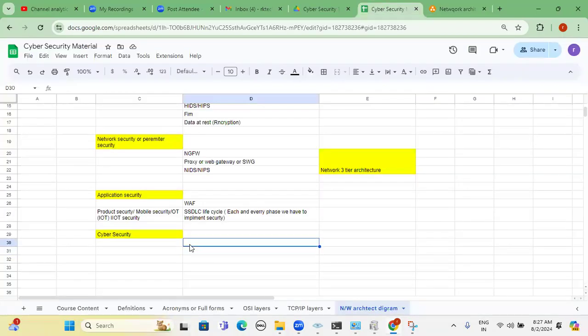For that, we use one tool, which we call the SIEM tool. Nowadays, a SIEM tool has inbuilt threat hunting capability, UBA capability, and SOAR capability as well. So next one is vulnerability assessment or vulnerability management.